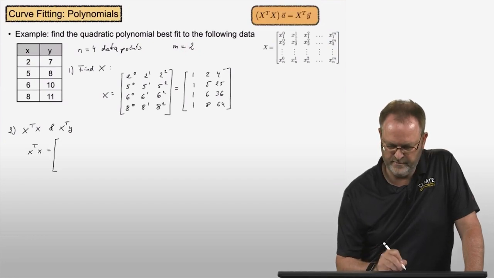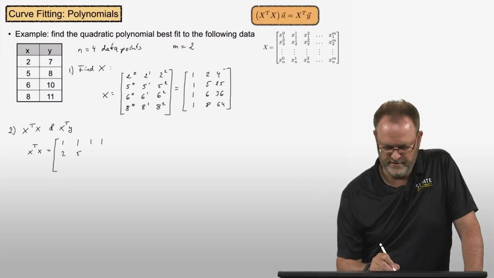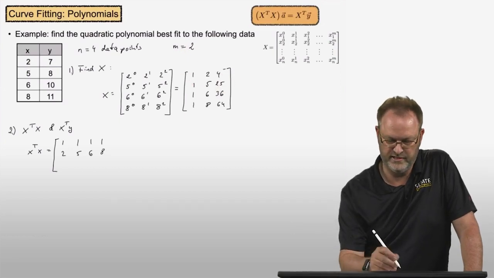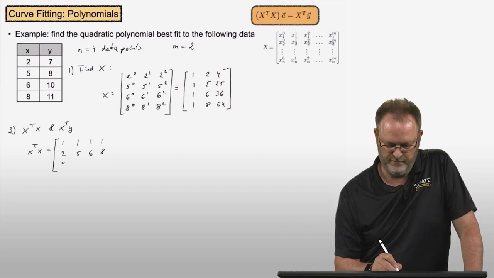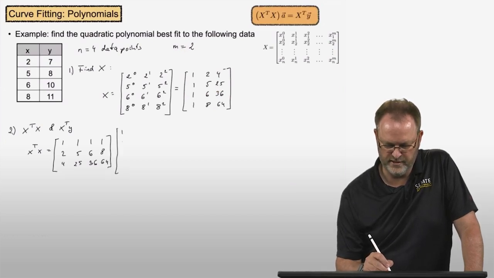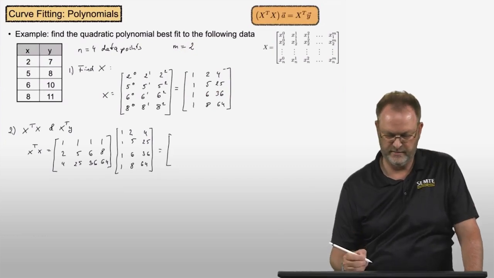That's equal to, here's the matrix of X transposed. So that is 1, 1, 1, 1, 2, 5, 6, 8. All I'm doing is taking my matrix X and writing it in the transposed form. Then the last row is 4, 25, 36, and 64. And that now multiplies the original X, which was 1, 1, 1, 1, 2, 5, 6, 8, 4, 25, 36, and 64. Okay, so we'll have to multiply this together.